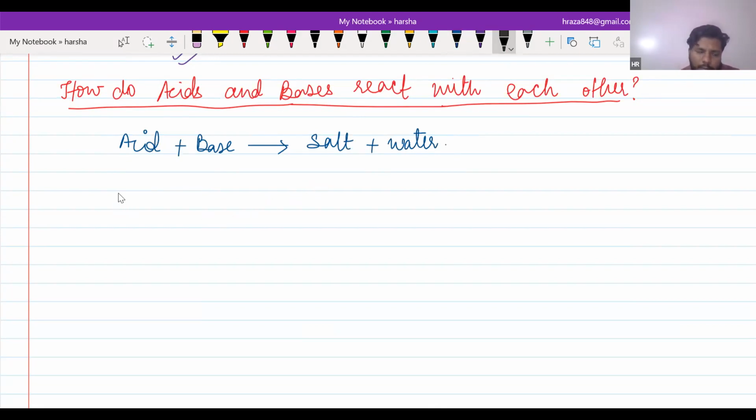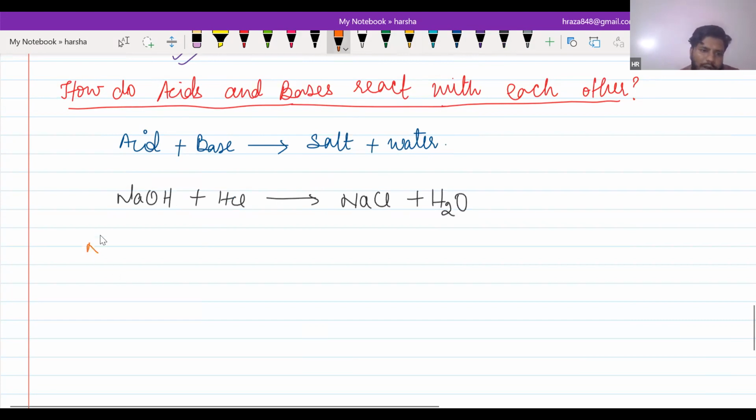As for example, I am going to take the base as NaOH and here it is HCl. So it will form the salt NaCl plus H2O. And this reaction is called a neutralization reaction. So when acid reacts with base, this reaction is called a neutralization reaction.